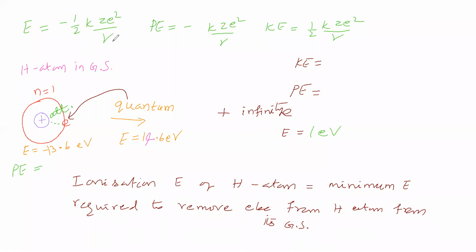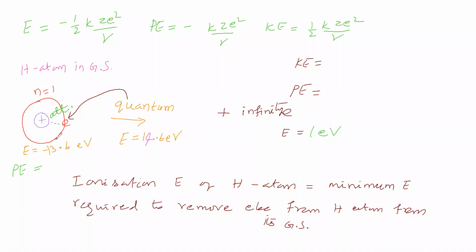If we substitute the r value, then we will get the energy of the electron as minus 2 pi square m z square k square e power 4 by n square h square. That is the energy of electron formula. Potential energy is equal to this one, kinetic energy is equal to this one. Now we got the energy of the electron for the hydrogen atom.